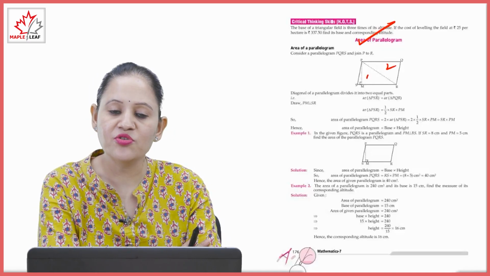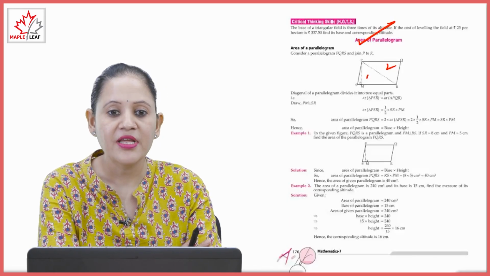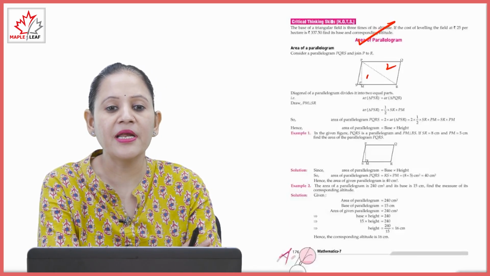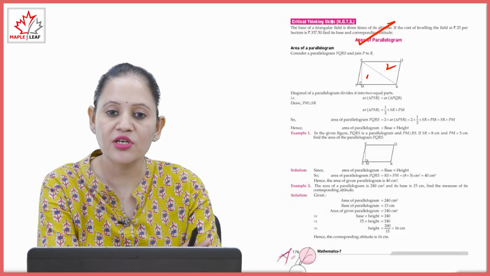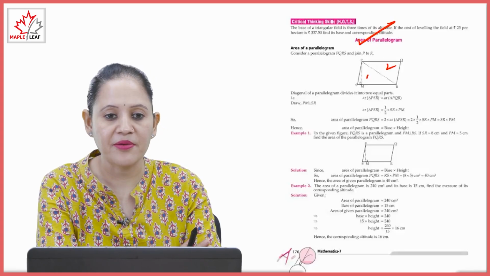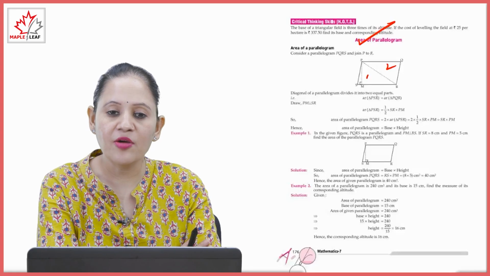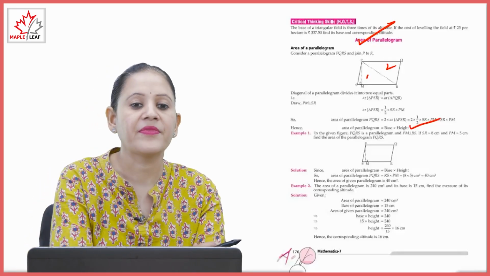Triangle PSR equals to क्या हो जाएगा? 1/2 SR into PM. Base into altitude. And area of parallelogram क्या हो जाएगा? That is equals to 2 into triangle PSR, that is equals to 2 into 1/2 into RS into PM, that is equals to SR into PM. In simple, area of parallelogram होता है base और height के product के बराबर.